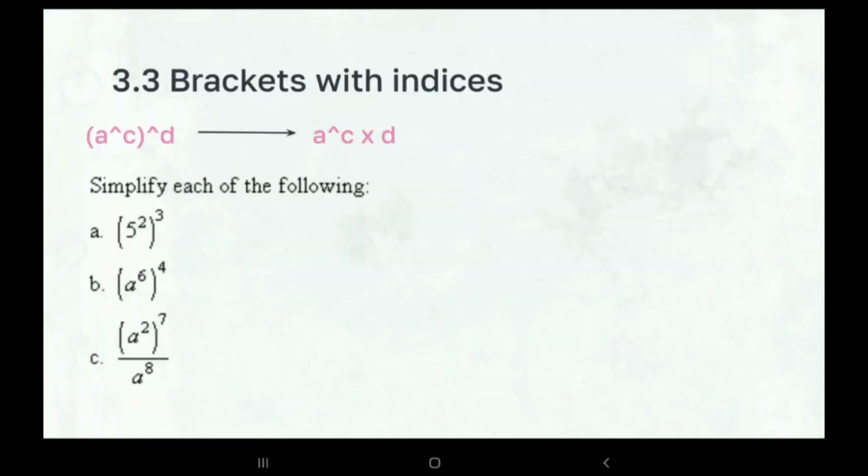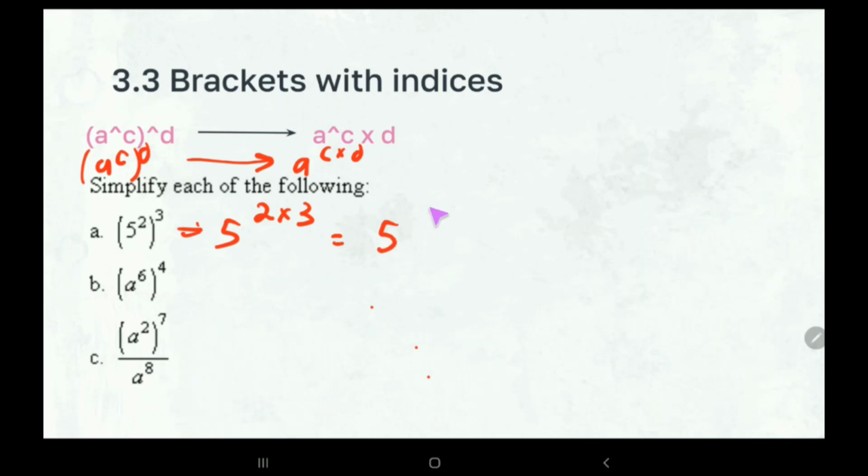Next one, there are also brackets with indices or powers. So if we have a to the power of c, and you raise that also to the power of d, it will just be the same as a to the power of c times d. For example, 5 squared and then to the power of 3, it will just be the same as 5 to the power of 2 times 3, which is 6. So it will be 5 to the power of 6.